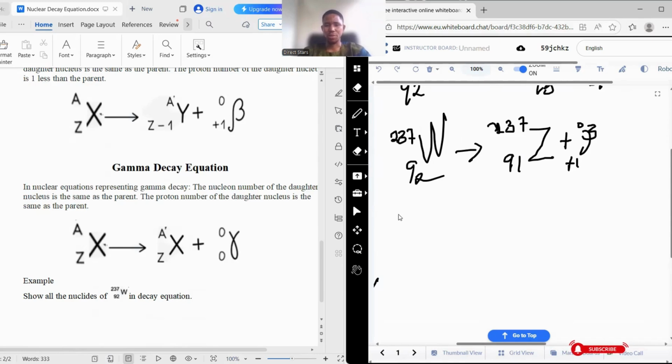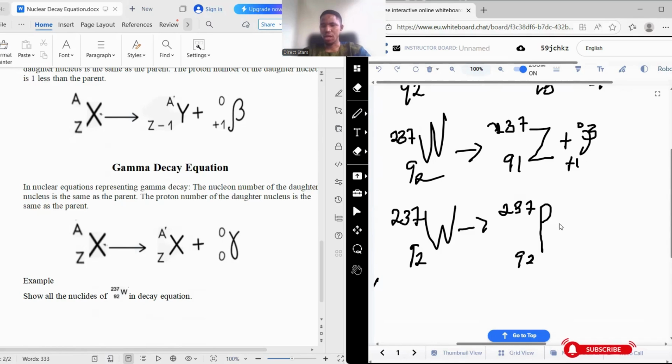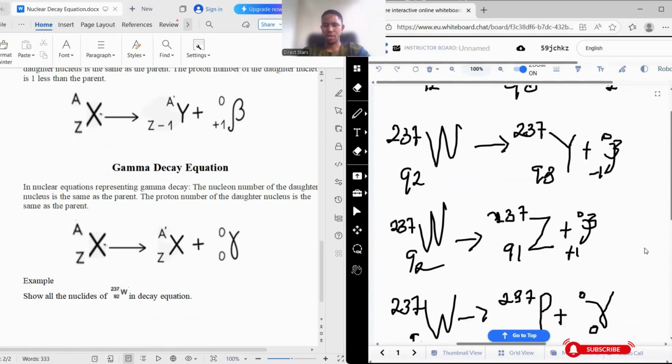We go to the last one, which is the gamma decay equation. When we have 237, W, 92, in the gamma decay equation the daughter nucleus still remains the same, with the same proton number and the same mass number. Let's call the daughter nucleus P, which is 92. Then gamma decay occurs there, 0 and 0. So this is how to show all the nuclides in a decay equation.